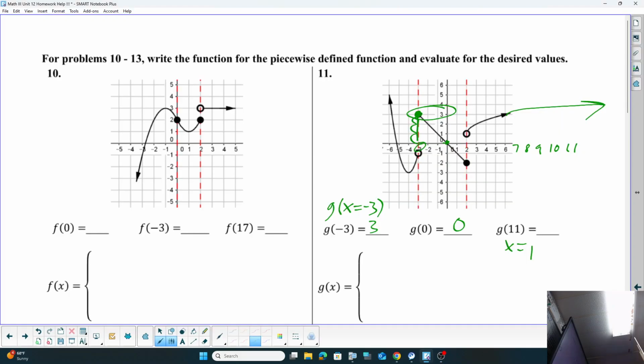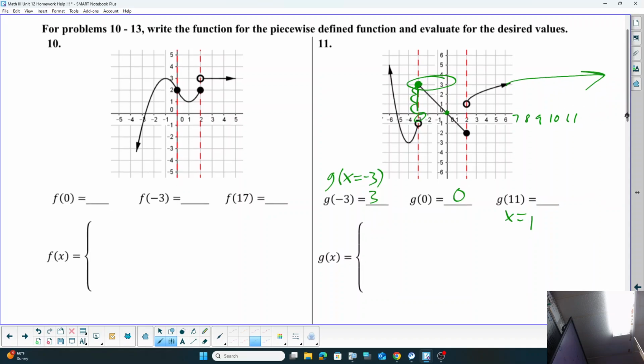So we're doing 12.1 right now, doing piecewise equations. We were plugging in input, output using the graph. Now we actually have to come up with the equations. How in the heck do you do that?